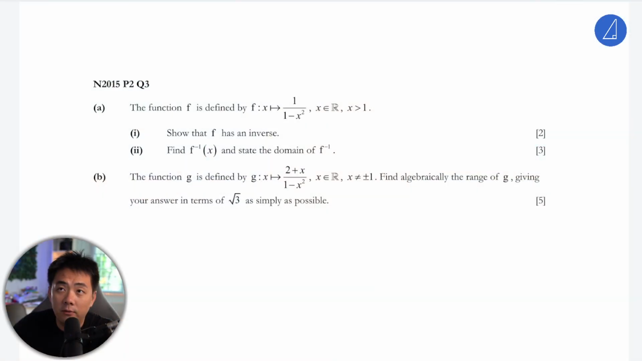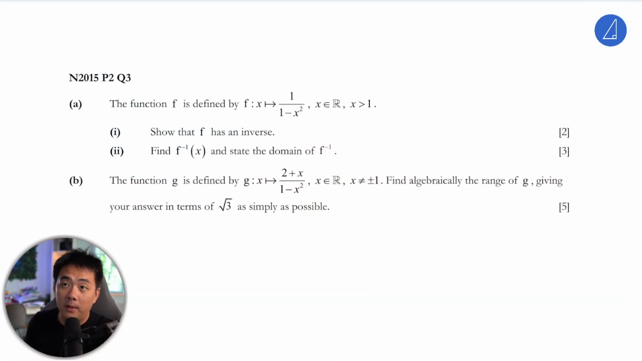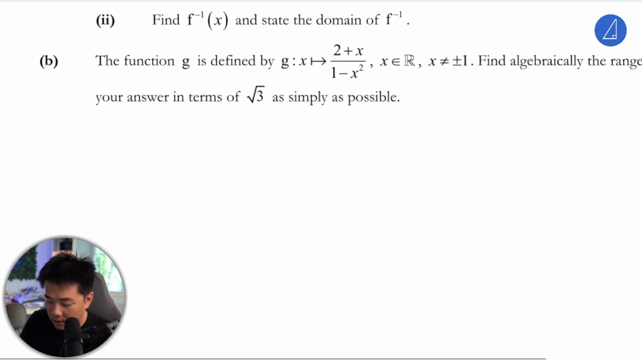Hi students, let's look at this question here, which is functions, taken from the year 2015 paper 2 question 3, from the Singapore A-level paper. So the function f is defined by f(x) = 1 over 1 minus x squared, for x bigger than 1. Show that f has an inverse. I think this first part is pretty okay. Just need to draw the graph using your GC, right?